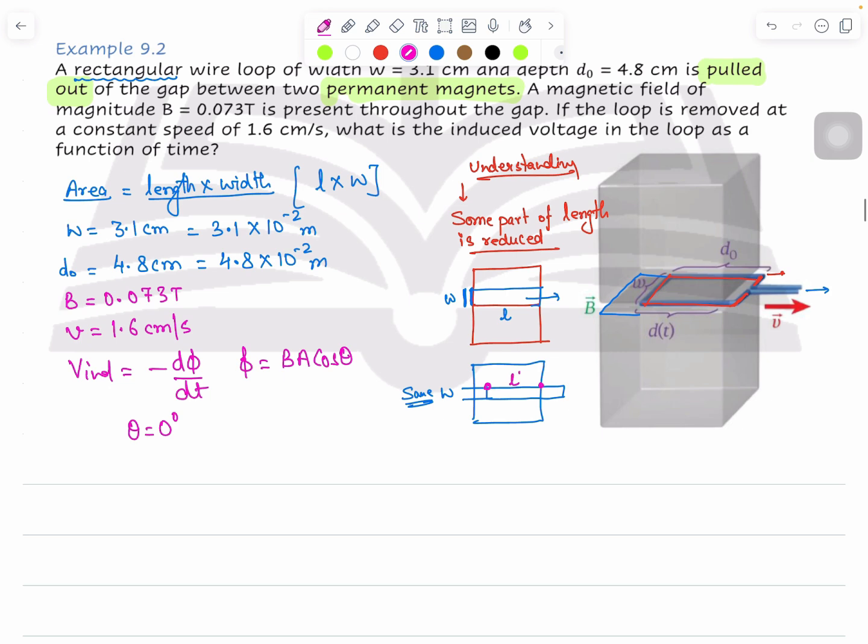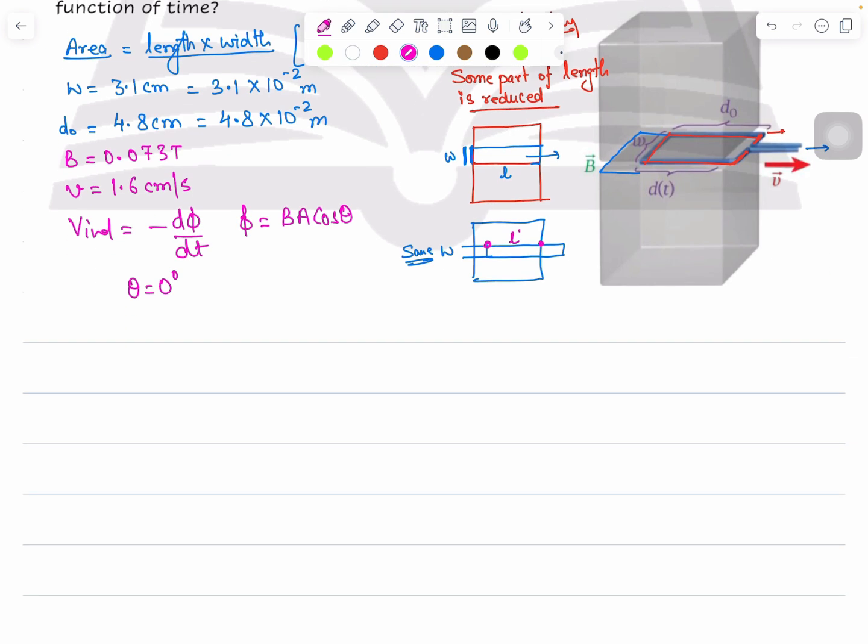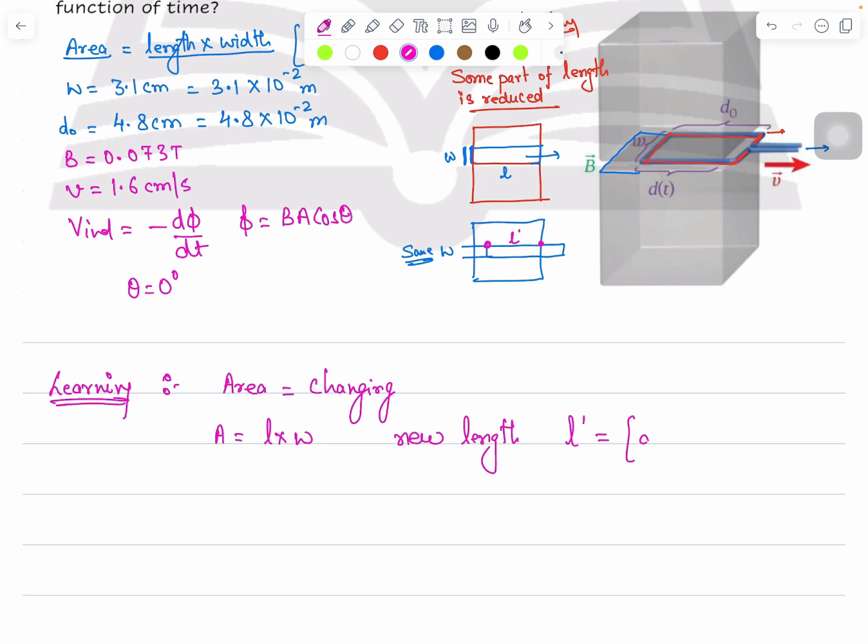Okay guys, now we need to understand the major learning part. What is the learning part here? That area is changing. Area changing. Yes or no? Because length is changing. Clear? So what is the area here? Area should be the length into width. What is the new length? New length or new area. So can I say the new length L dash should be equal to, what should be the new length? Let's say complete length is D naught minus V times T.